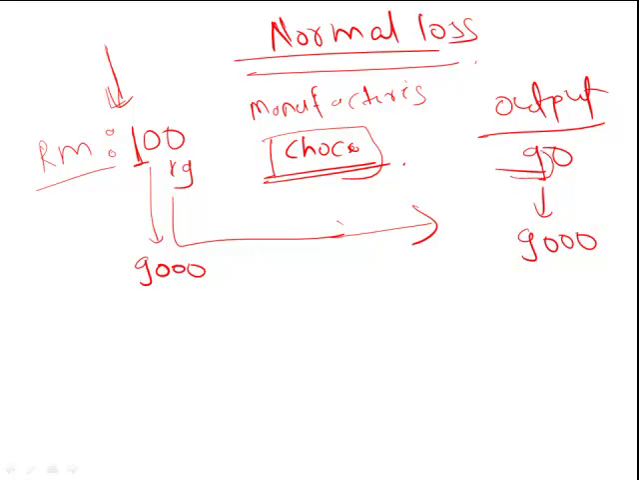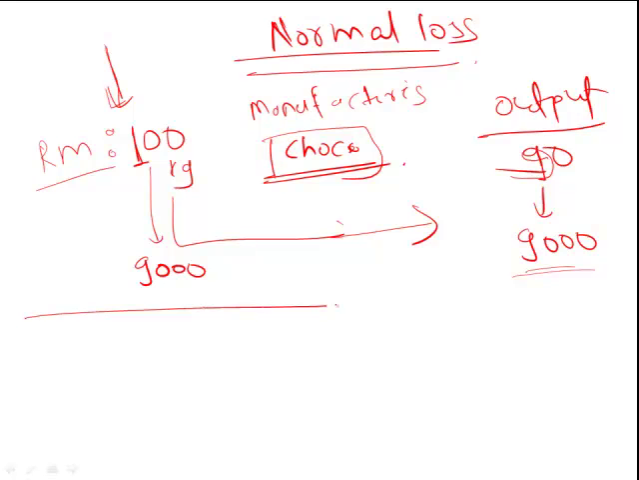Now, this happens all the time. That means it is a set manufacturing practice that every time I input 100, I get output of 90. That 10 loss would be considered as normal loss. I didn't even account for it anywhere. I simply said inventory is 9,000. So in accounting, we ignore normal loss. We don't account for it.